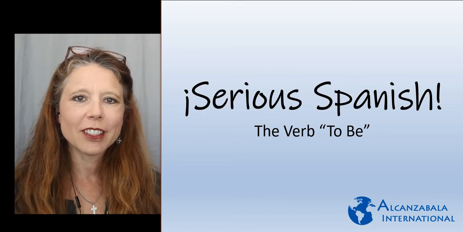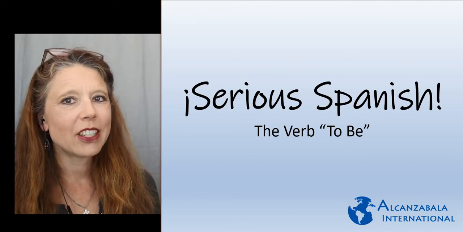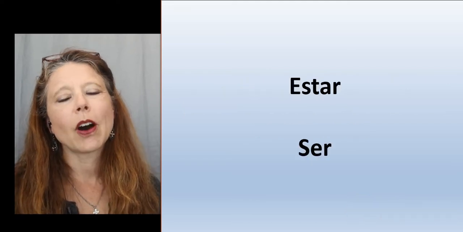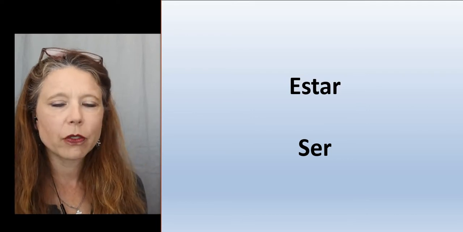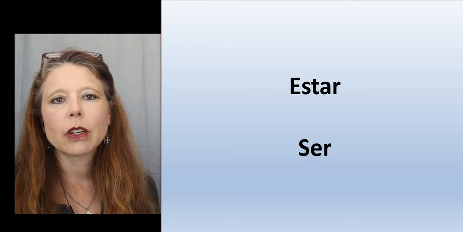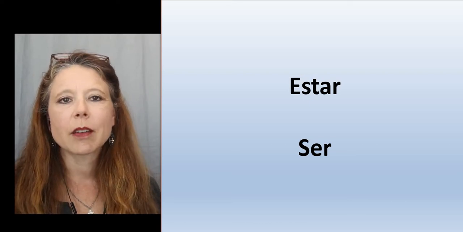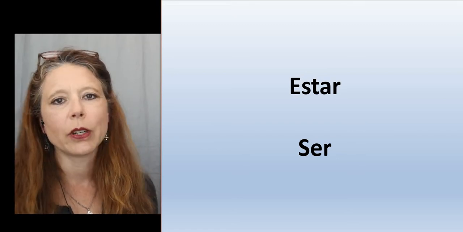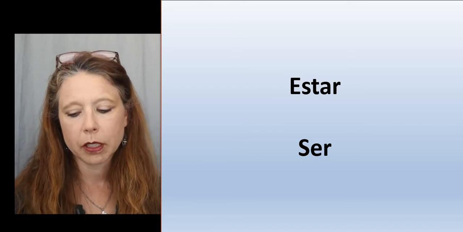My name is Michelle, and today we are going to learn how to say and conjugate and use the verb to be in Spanish. Now, some of you already know that in Spanish there are two different verbs for the English verb to be, depending on how you want to use it. And those words are estar or ser. And we're going to talk about the differences of when you would use estar versus when you would use ser. And we're going to also practice some different sentences to help you get a little more comfortable with it.